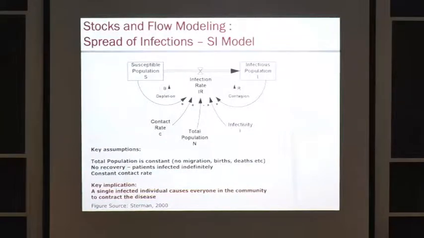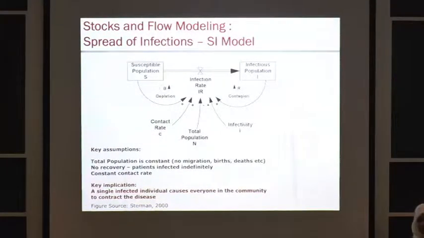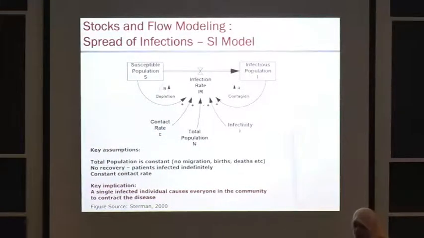And all of these collectively lead to one key implication in this model, which is that once a single infected individual appears in the community, over time, everybody will get infected. If it's simulated long enough, everybody will eventually catch the disease because nobody's recovered. Once you have been infected, you are counted as an infected individual, so over time, everybody will contract the disease in this particular model.